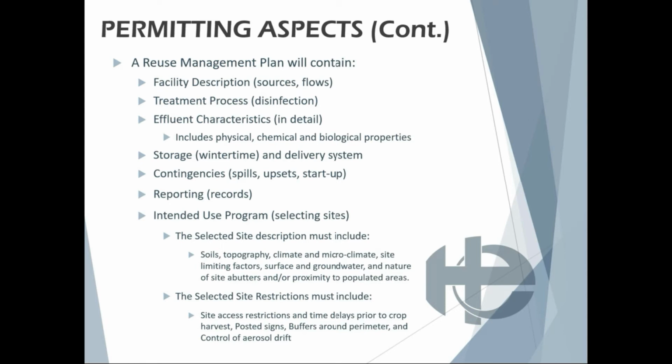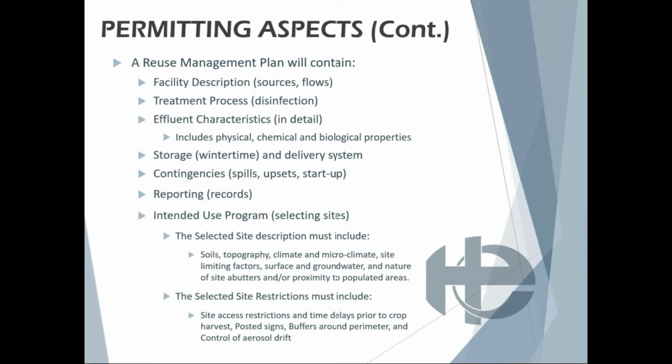What are the sites? You would have some initially that obviously you could use. You need to detail those, including things about the topography, the climate, any microclimate issues for that particular site. What might be limiting factors? What kind of surface and groundwater conditions do you have? What's the nature of the properties around the site that might be using this treated wastewater? And then you have to look at what some of your access restrictions might be.